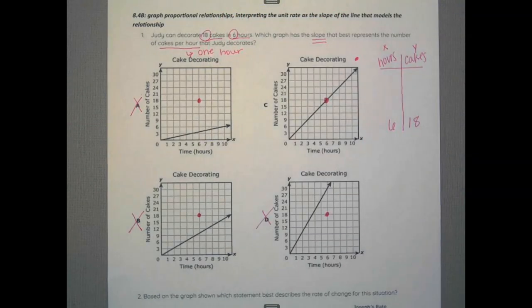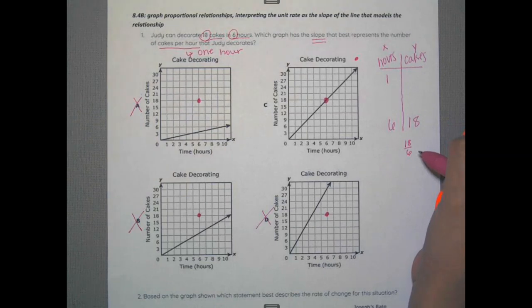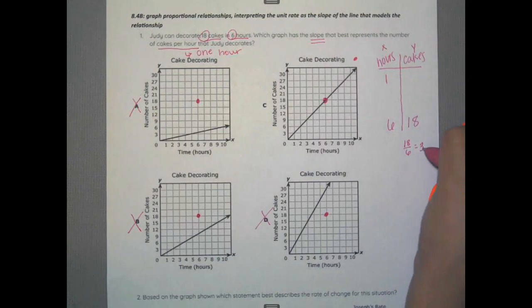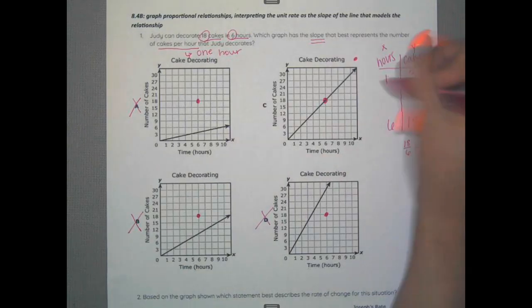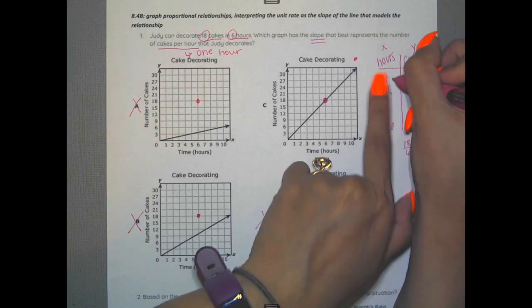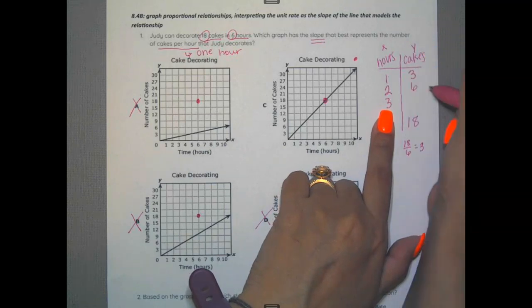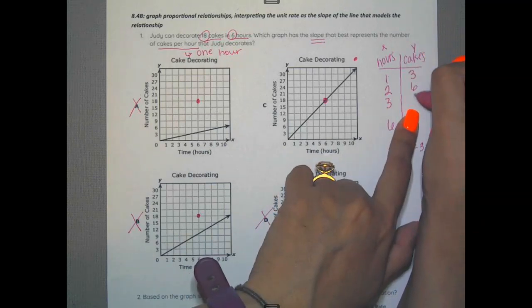Okay, so 18 cakes in 6 hours. If I wanted to know 1 hour, then I could do 18 divided by 6. And so when I do 18 divided by 6, I get 3. So that's telling me that in 1 hour, Judy can make 3 cakes. So if I go off this information, I know that in 2 hours, 3 would double because my hours doubled. So 3 would become 6. So that in 3 hours, I would increase by another 3 cakes and get 9.